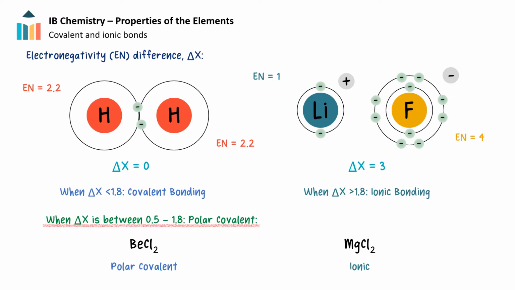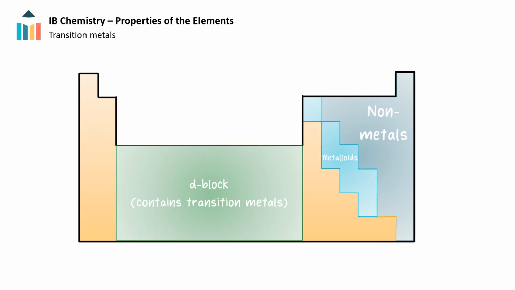For some metals, the electronegativity is high enough for the atoms to form polar covalent bonds. This is true for the d-block metals and the period 2 metals lithium and beryllium. For example, beryllium chloride is covalent even though magnesium chloride is ionic. Now let's move on to discussing the transition metals.